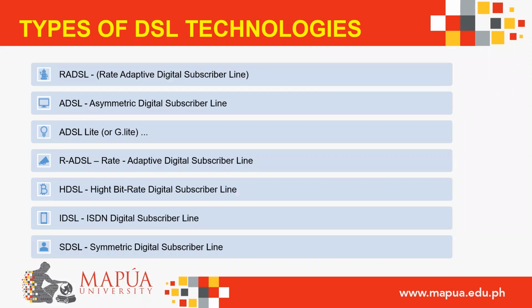Next, these are the types of DSL technologies. One is RADSL, or Rate Adaptive Digital Subscriber Line. ADSL, or Asymmetric Digital Subscriber Line. ADSL Lite, or G.Lite. HDSL, or High Bit Rate Digital Subscriber Line. IDSL, or what you call ISDN Digital Subscriber Line. And lastly, SDSL, which is Symmetric Digital Subscriber Line.